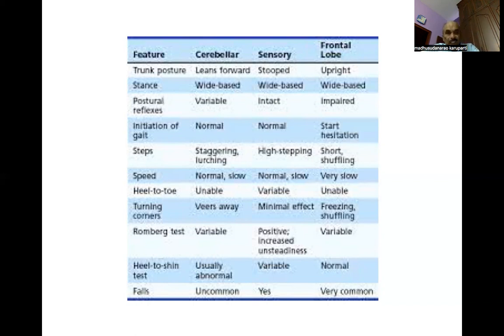There are different conditions and different features in these conditions, as the features of these lesions at various levels of the nervous system, say cerebellar lesions, sensory disturbance, and cortical lesions. Depending upon the site of the lesion, there are various manifestations of gait disturbance.